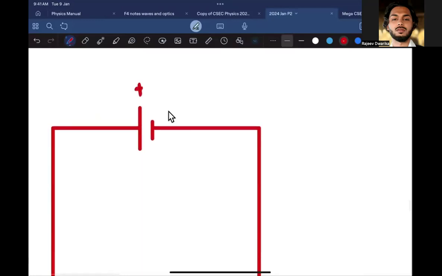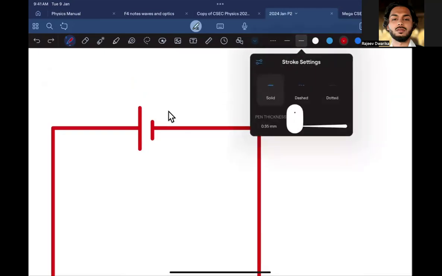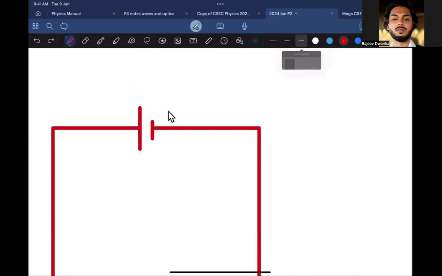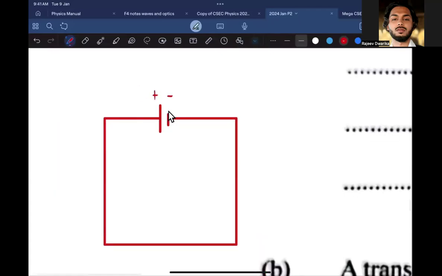So let me just say we have this battery, right? These are plus and minus. I'm going to be dealing with conventional current flow. So if we have conventional current flow, current goes from where to where? Positive to negative. I know you know the answer, give it to somebody else. So Jaron, conventional current flow means current goes from positive to negative, right? So if I were to draw the direction of the current, I would draw this.